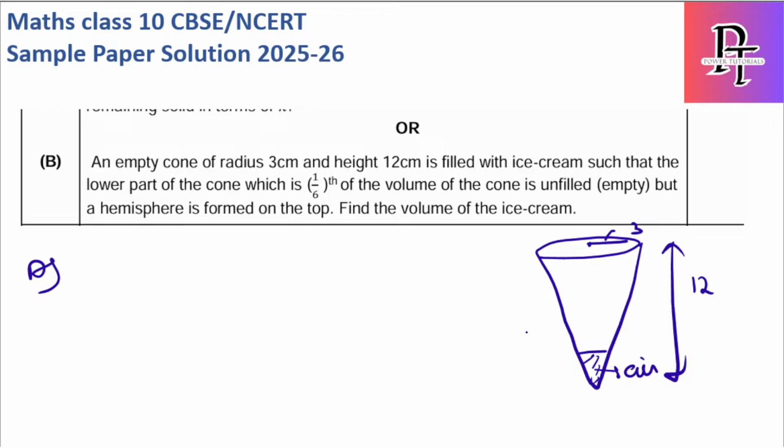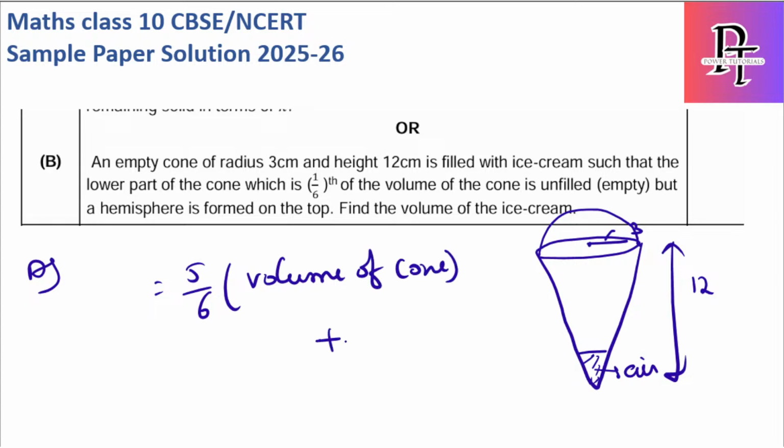Okay, but the hemisphere is on the top. So it's an ice cream cone which has a hemisphere on the top. Find the volume of ice cream. So simple. The total volume of ice cream will be 5/6 of the volume of the cone plus the volume of the hemisphere. So make sure you're writing this step as well, because this step also carries half a mark or 1 mark, because this is the main important part.